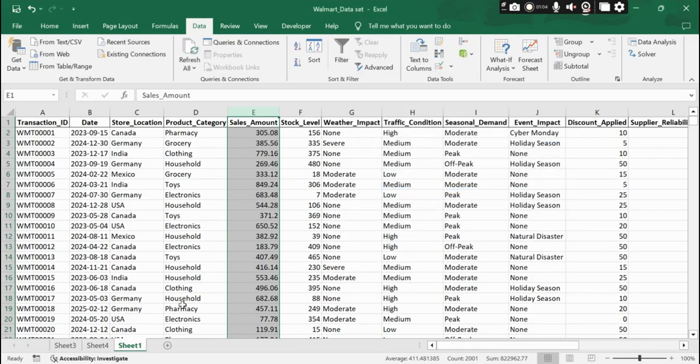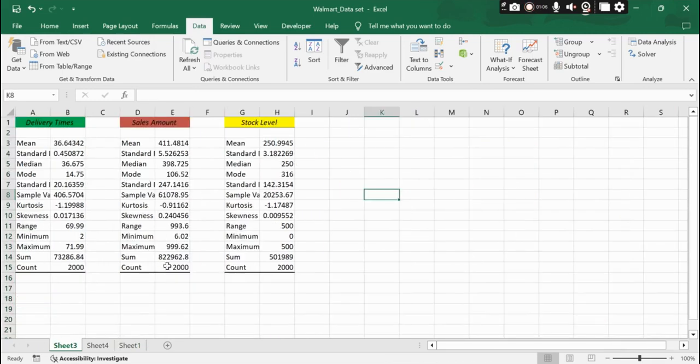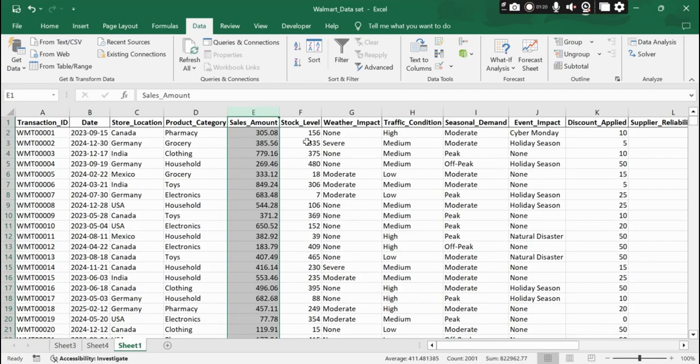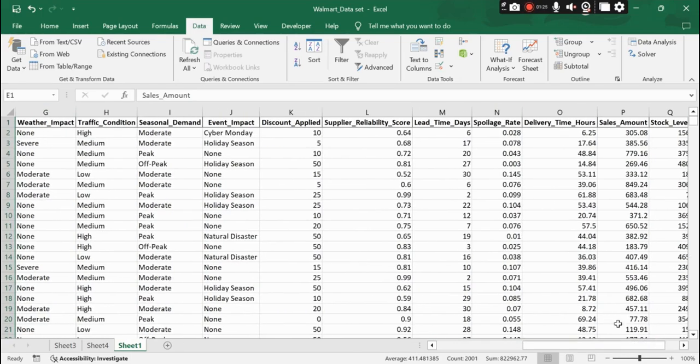We are getting the solution here, in sheet 3. Here we find the solution: mean, standard deviation, median, mode, kurtosis, skewness, everything that is required has been given. The same is done for stock level and for the delivery time hours.